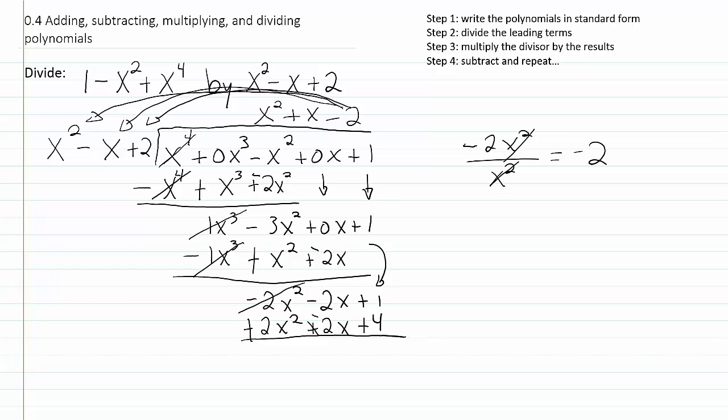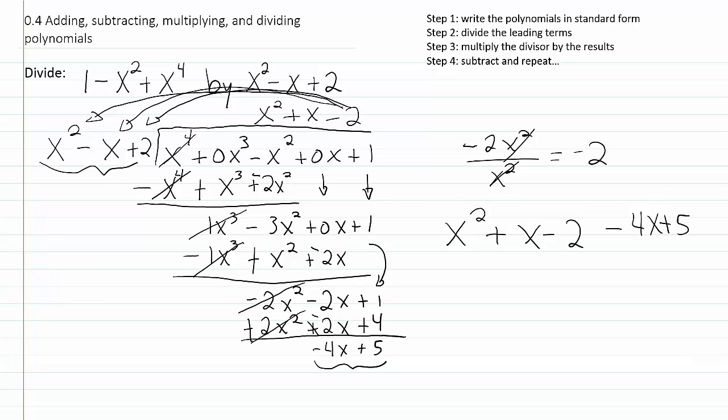So make this positive, make this sign negative, make this sign positive. All right, so the negative 2x and the positive 2x will cancel out. We'll end up having a negative 4x plus 5 as our remainder. We can't go any further because the degree of this remainder is lower than the degree of the divisor. All right, so our final answer then, our quotient for this problem, is x squared plus x minus 2, minus 4x plus 5 over x squared minus x plus 2.